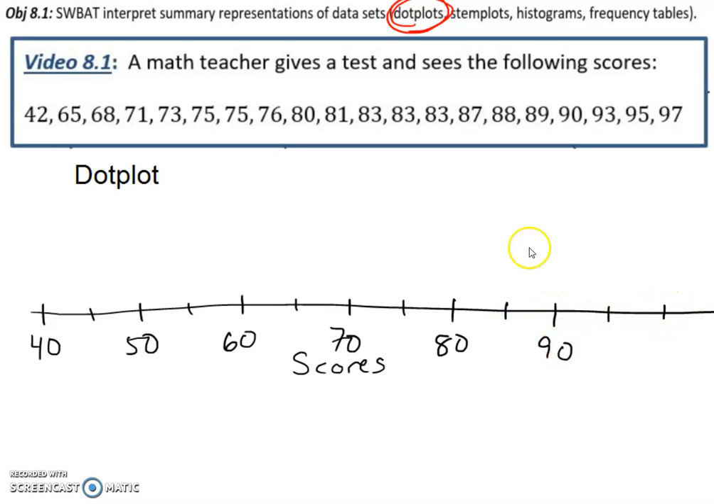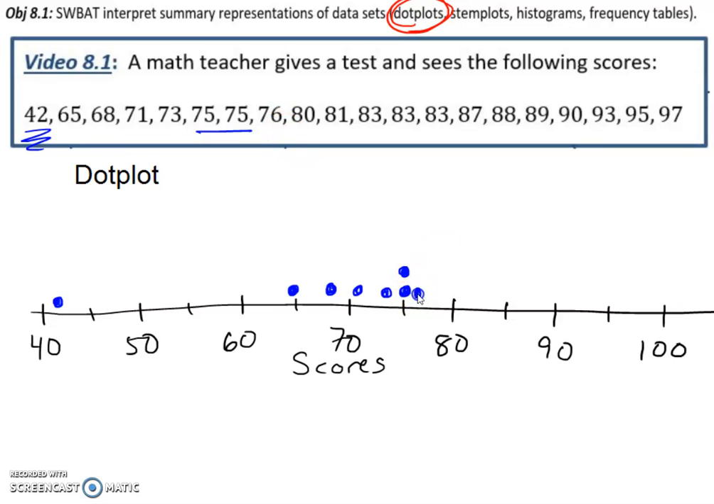And this is going to be nice because you don't have to count. You just kind of put them where they go. So let's see. We got a dot at 42. 1 at 65, way up here, 68, 71, 73. We've got 2 at 75. This is the first time where we have 2. And just a general thing about dot plots is you try to make each dot the same size. So 2 dots should look twice as big as 1 dot.